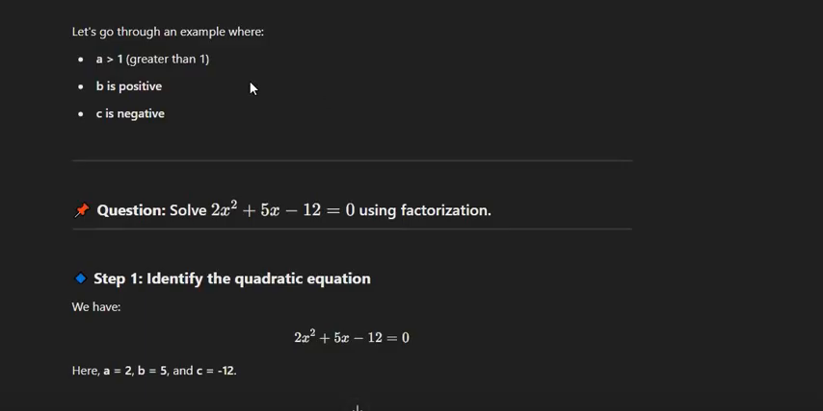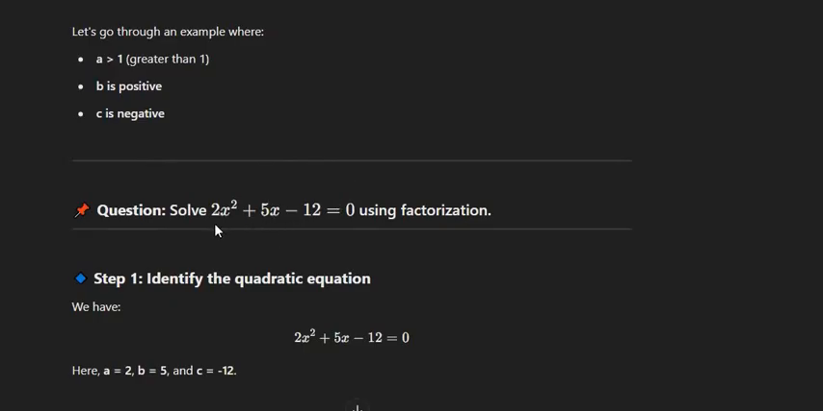Now let's go to an example where, remember, we are factorizing, and there will be a third case. Let's go through our example where a is greater than 1, b is positive and c is negative. Now you can see that example here. Now remember that we are factorizing a quadratic equation. So this is a quadratic equation.